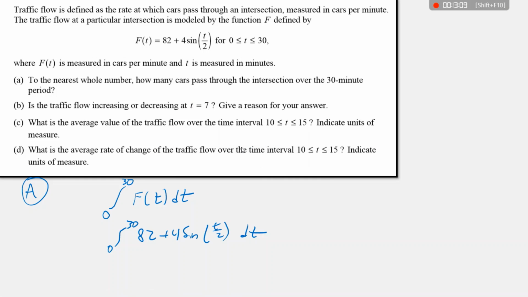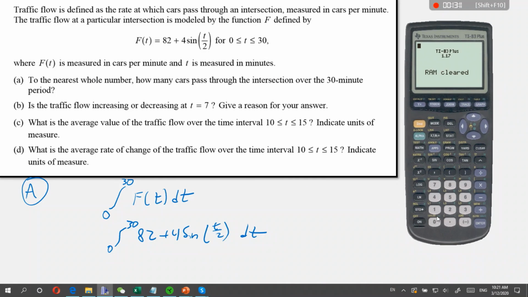So let me go ahead and jump that up. This is f of t, which I'm probably going to use more than once. So I'm going to hit y equals, and we'll type that in. This is 82 plus 4 sine of t over 2, so that's sine x over 2 in the calculator. Whenever I need to use it, after I quit back out, if you hit variables, y variables, function y1, that'll plug in everything we just typed.